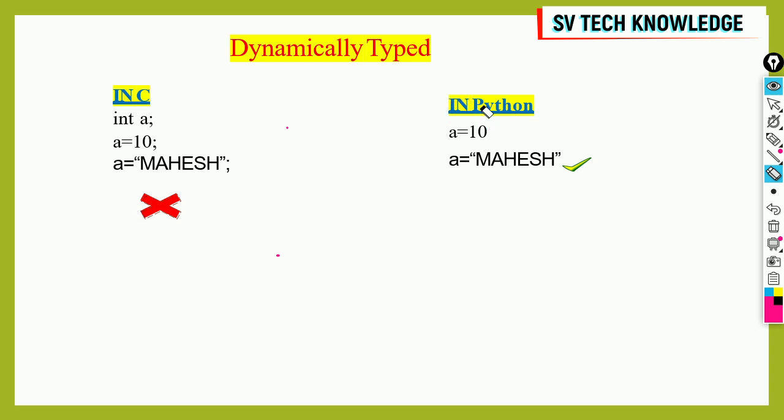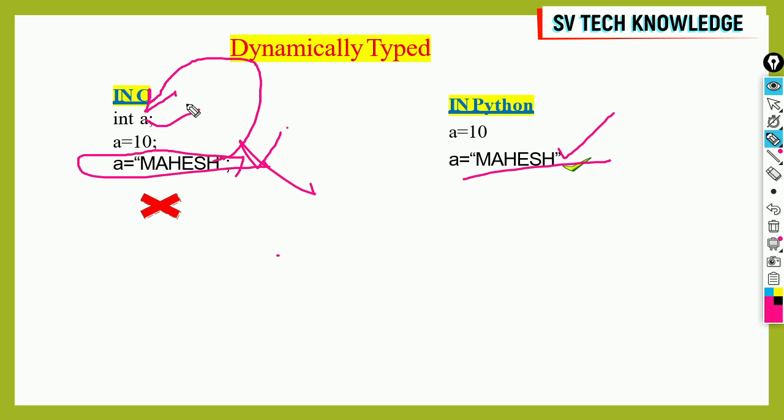But in Python you can change any data type at runtime also. First it is A equal to 10 and next it is A equal to Mahesh. Then if I ask to print A, it will print Mahesh. Here if I ask to print A, it will print only 10. It will not take Mahesh. Why? Because it is a string. Initially you have given an int value.